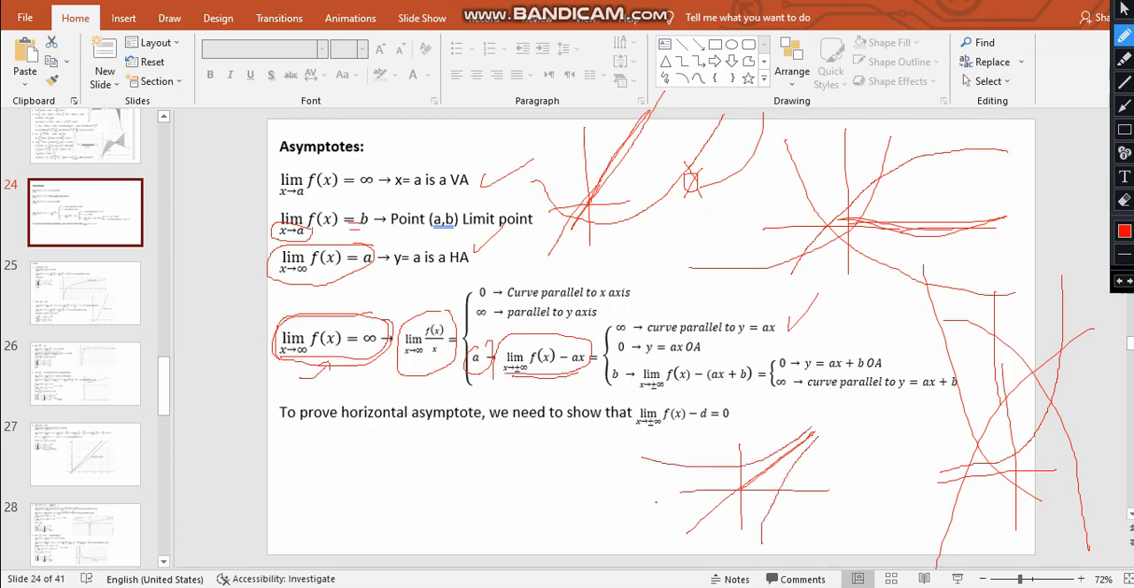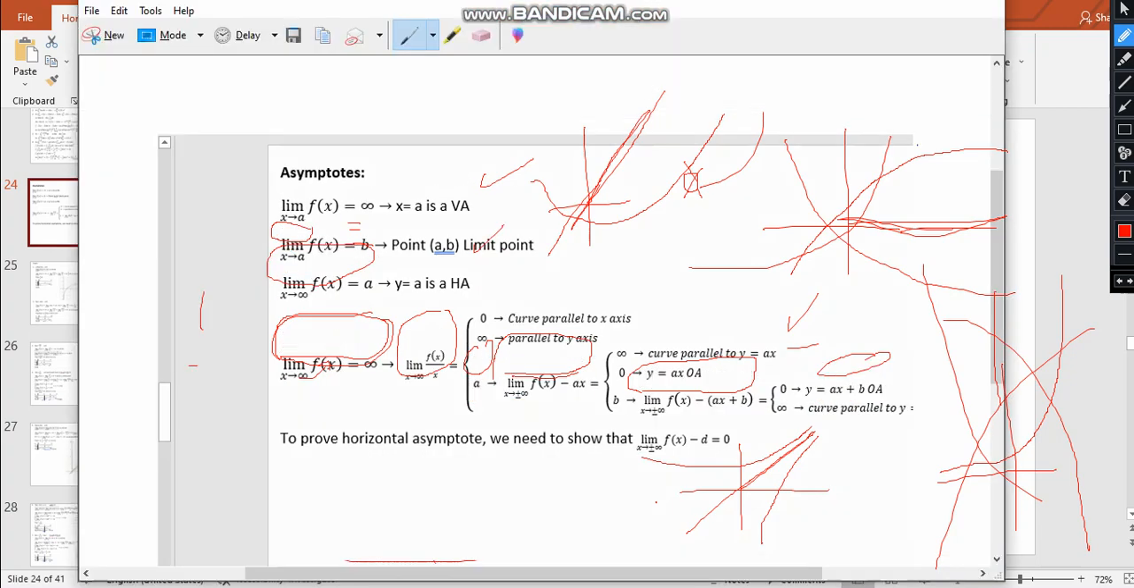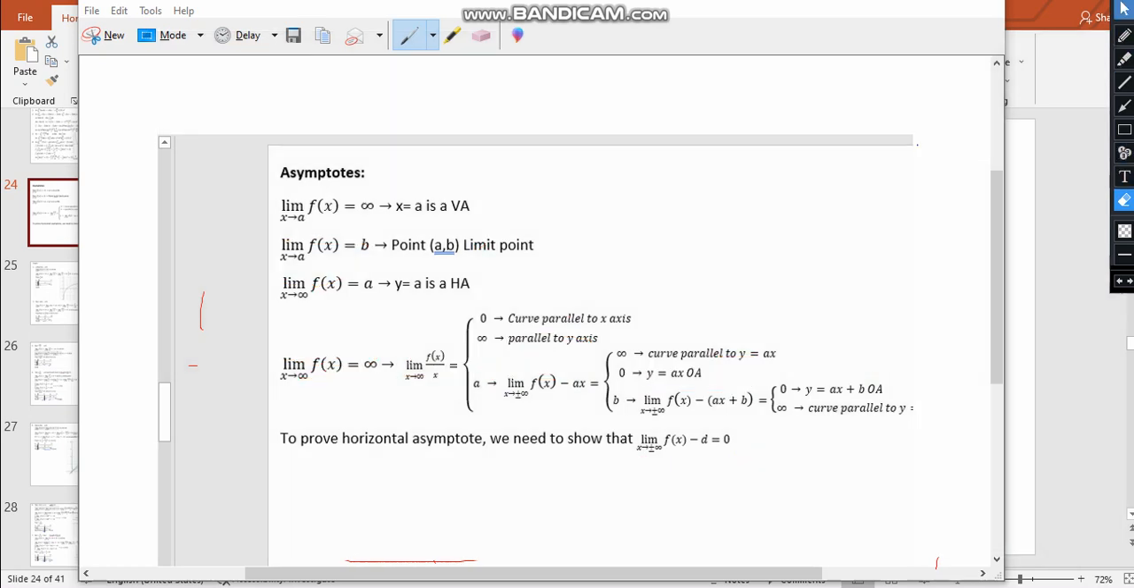Okay? If it's b, for example, a number b: the limit as x tends to infinity of f(x) over x is a. Then you do f(x) minus ax, and you're going to get also a number, f(x) minus ax equals b. If it is 0, you have an oblique asymptote. If it's infinity, the curve is parallel to y = ax + b. So you need to memorize this table. We're going to see the importance of this table when we start solving.